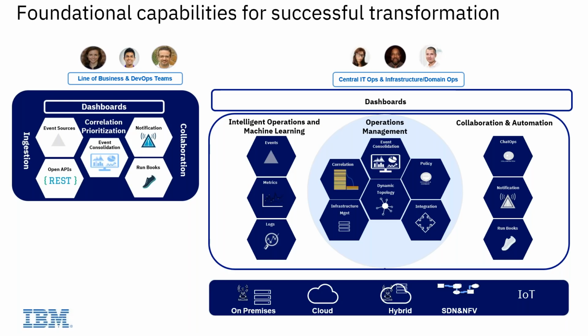So first of which we're going to look at is number one, dashboards. So line of business and DevOps teams, they need their own dashboards they're looking at. Then central IT operations and infrastructure, they're going to need their own set of dashboards. The two may be very, very close. They could be on the same platform, but they have different views. Then we have intelligent operations, machine learning, operation management, collaboration, automation. We're going to go through those in a little bit of detail now.